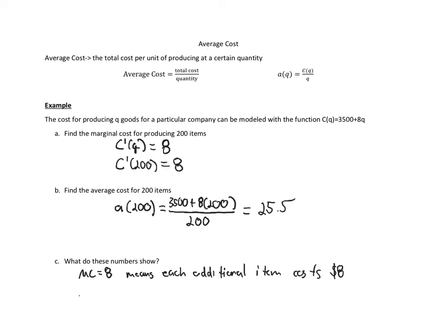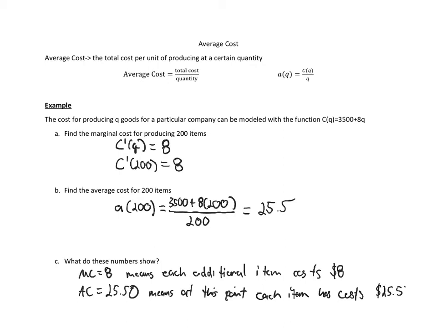The average cost, which we got to be 25.5 or $25.50, means at this point each item has cost $25.50 to produce.